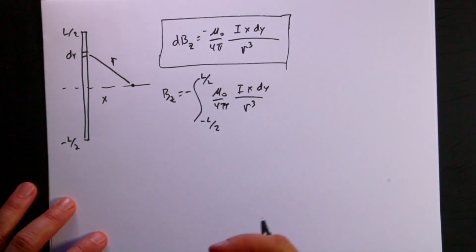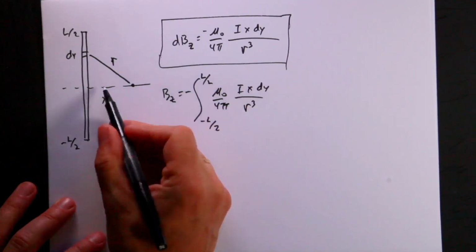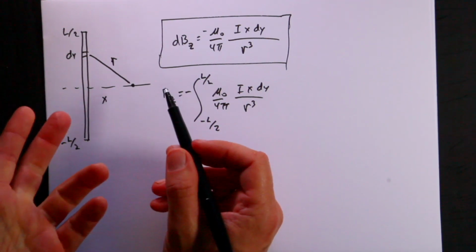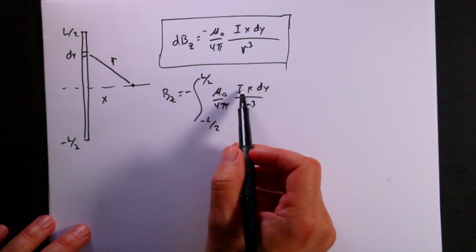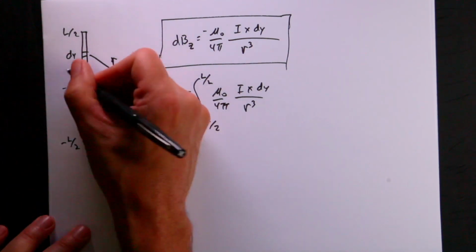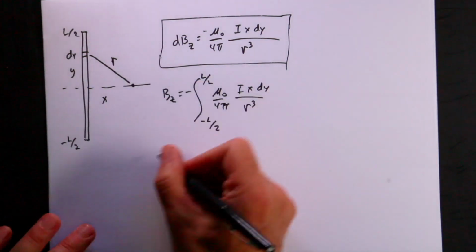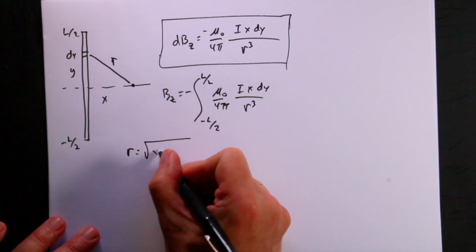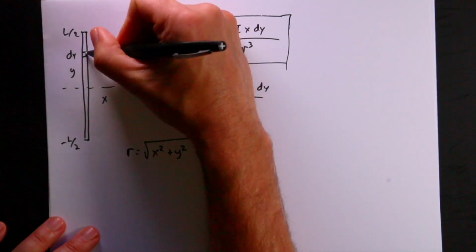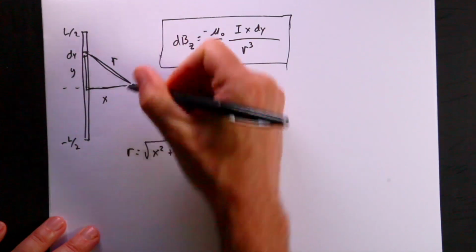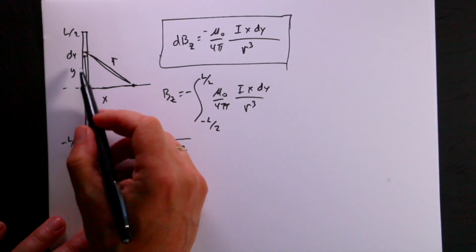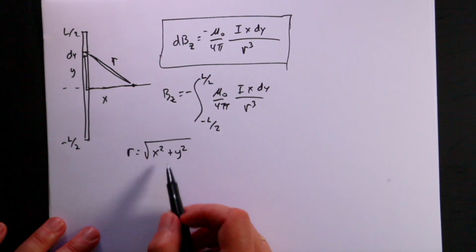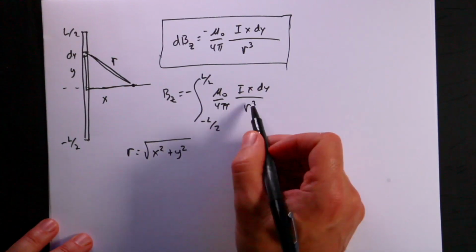Okay, so I can pull x out because x is a constant. As I move these pieces up and down, x is still the same. Mu naught over 4 pi is a constant. I is a constant. But r is not. R changes. This is y, and that's x. Then I can write r is equal to the square root of x squared plus y squared, because this is now a right triangle. So the base down here is x, the height over here is y, the hypotenuse would be r, so x squared plus y squared is r squared. So I can put that in up here.